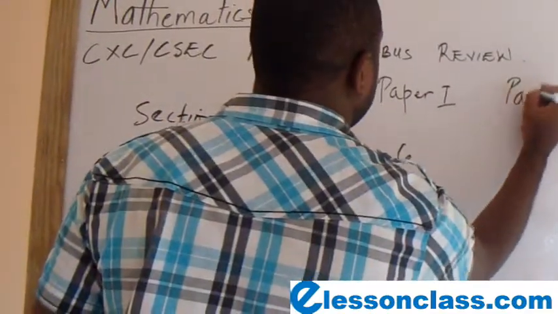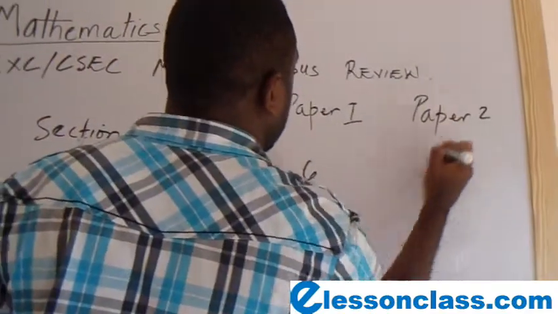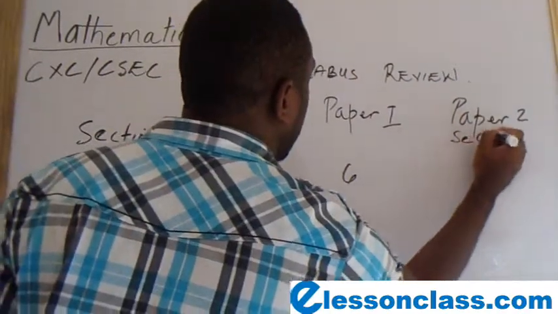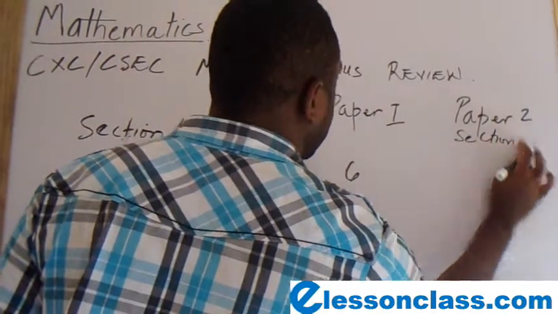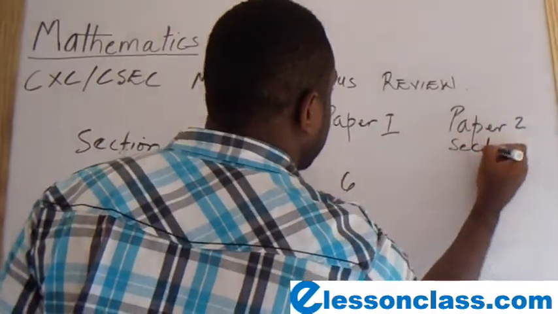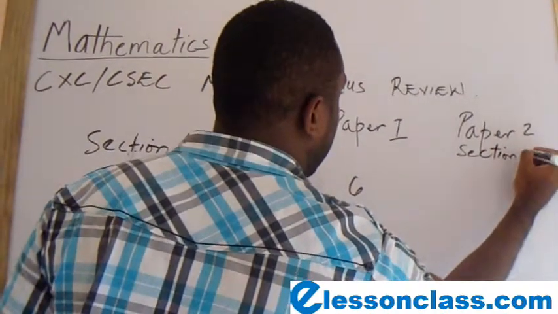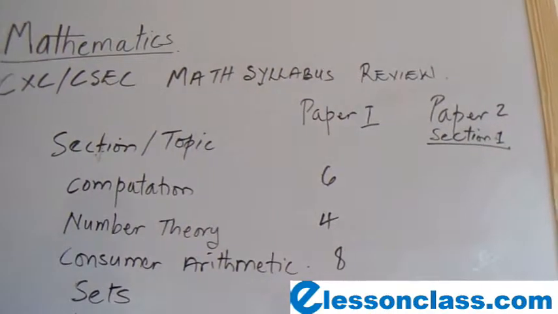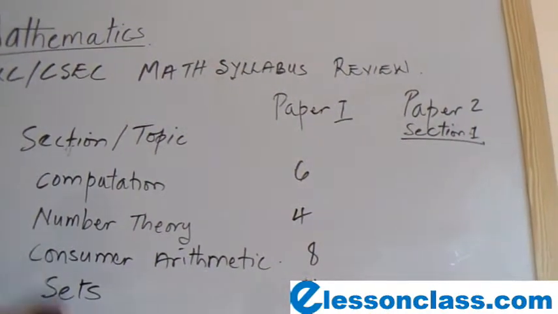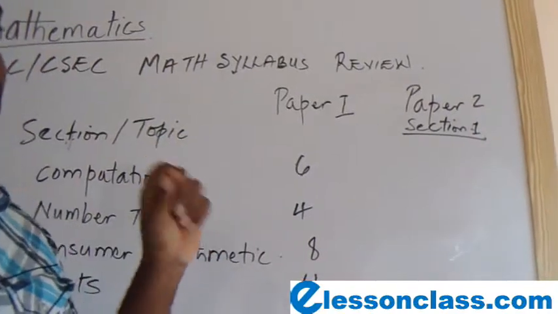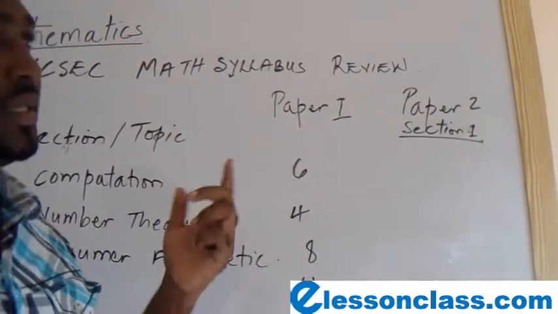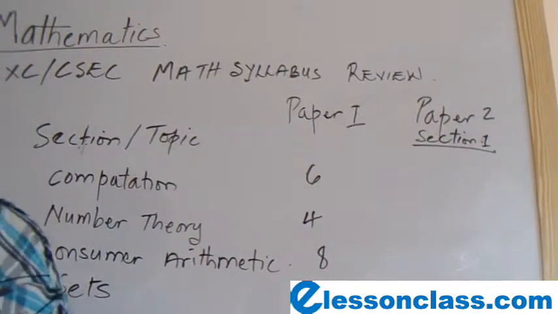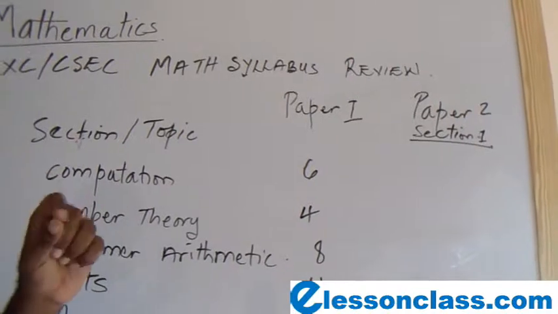Now we have Paper 2, and specifically Section 1. So this is Section 1 and how the marks are allotted. Section 1 values 90 marks, as I said before. Section 2 consists of 3 questions. So in all, Paper 2 consists of 11 questions. So Section 1, 8 questions.